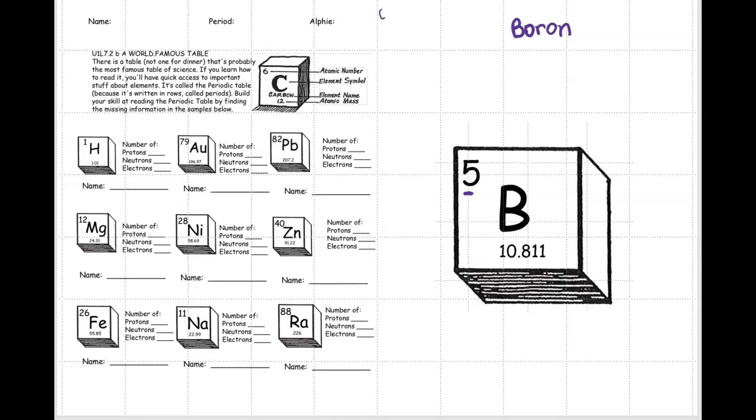The next question it asks for is the number of protons. And so you should remember that this is the atomic number. And the atomic number equals the number of protons in the nucleus.